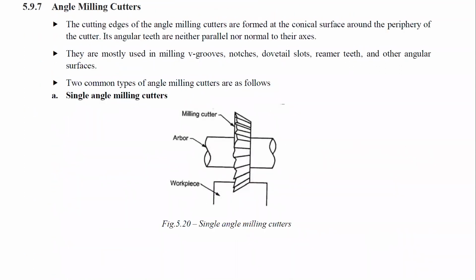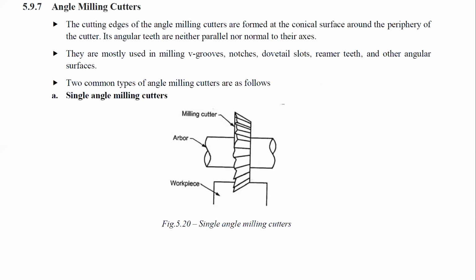Angle milling cutters. The cutting edges of an angle milling cutter are formed on a conical surface around the periphery of the cutter. Its angular teeth are neither parallel nor normal to their axis. They are mostly used in milling V-grooves, notches, dovetail slots, reamer teeth, and other angular surfaces.